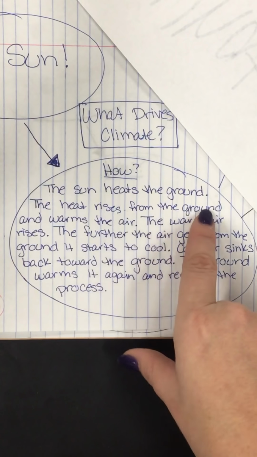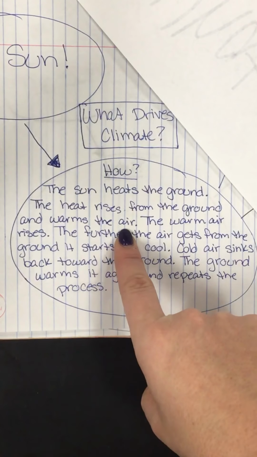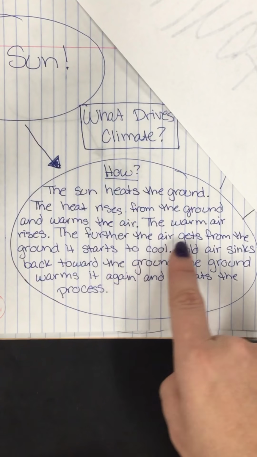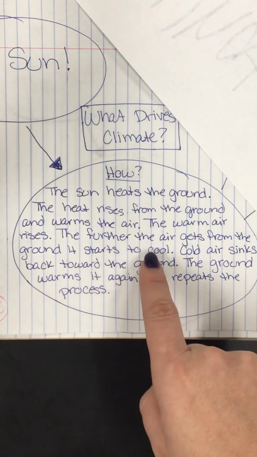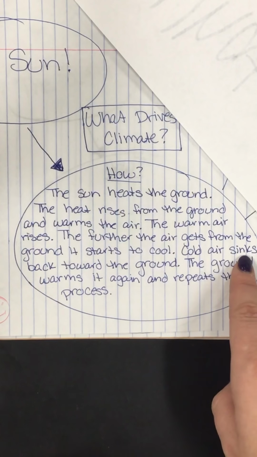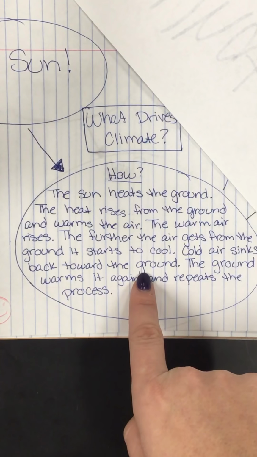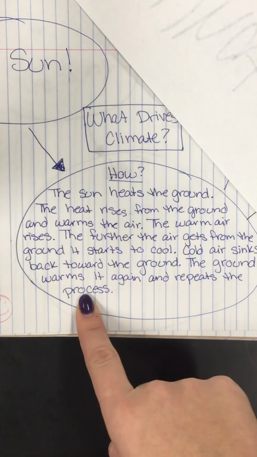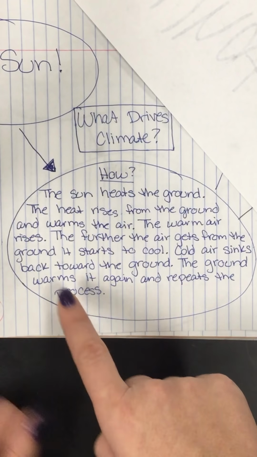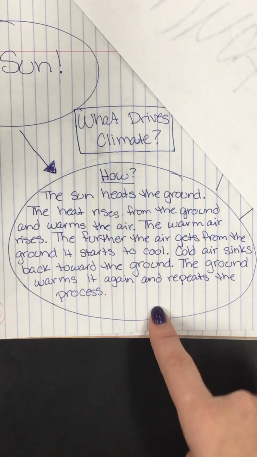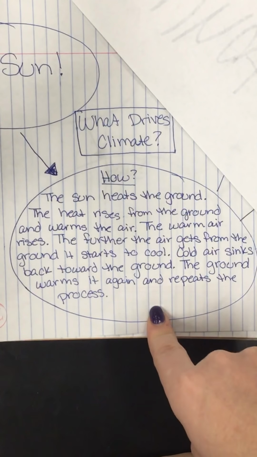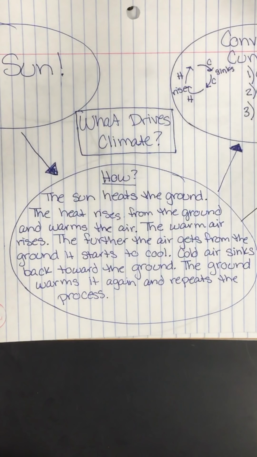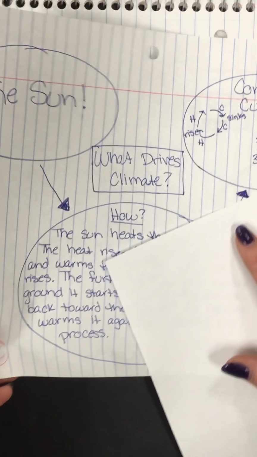The heat rises from the ground and then warms the air. The warm air rises. The further the air gets from the ground, it starts to cool. Cold air sinks back toward the ground. The ground warms it again and repeats the process. So remember, it's how a lava lamp works. But what we're looking at here is air in the atmosphere. So go ahead and pause the video right now and make sure you get these notes down. Then we are going to move up to your top right.